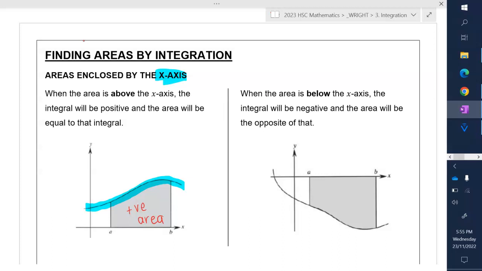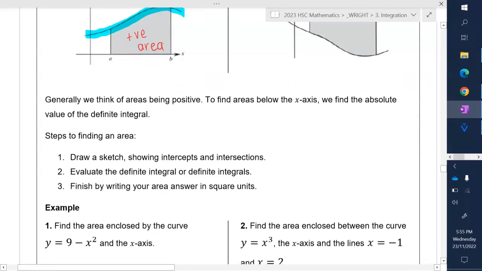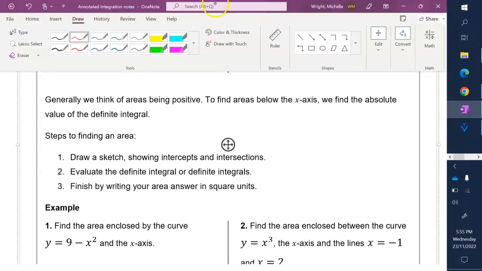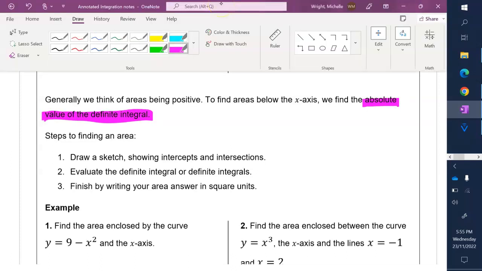So we need to be very careful about what our graph looks like and where the graph is going to be below the x-axis. And we'll have a look at that during this video. Okay, so we're reading through the notes. It says, generally we think of areas as being positive. To find the areas below the x-axis, we find the absolute value of the definite integral. Okay, and we'll do that in the questions in a moment.